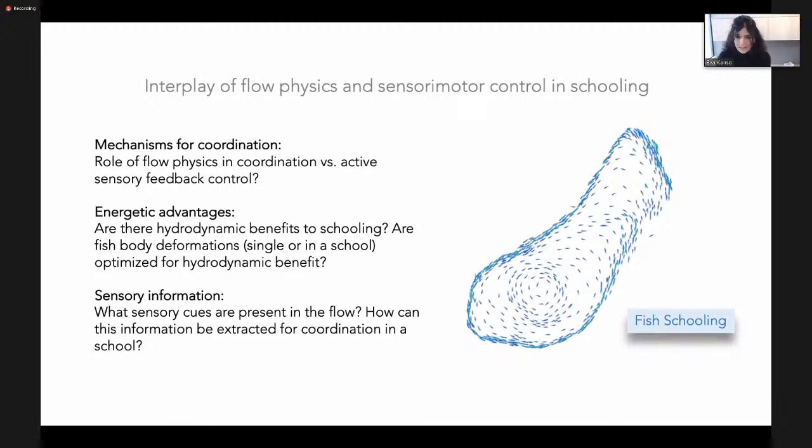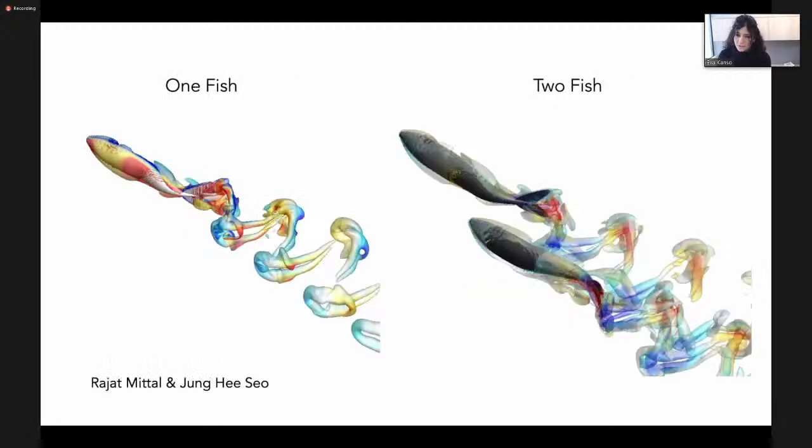So these questions are difficult partly because the physics itself is difficult. I'm sure, as Steve knows very well, computing fluid structure interaction in fish is an expensive deal. Here I'm showing two examples of one fish and two fish from Rajat Mittal and Junghyun Seo at Johns Hopkins University, where they show this beautiful 3D wake of the single fish and the pair that are interacting. And these computations are expensive as is, and they are expensive to scale up to many interacting fish.